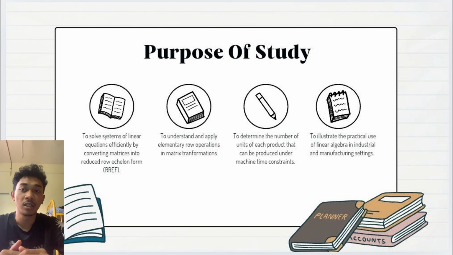Furthermore, to determine the number of units of each product that can be produced under machine time constraints. This is the purpose for our case study. And last but not least, to illustrate the practical use of linear algebra in industrial and manufacturing settings. So we are focusing on the industrial and manufacturing setting, using the Gauss-Jordan elimination method as a way to settle the problem.